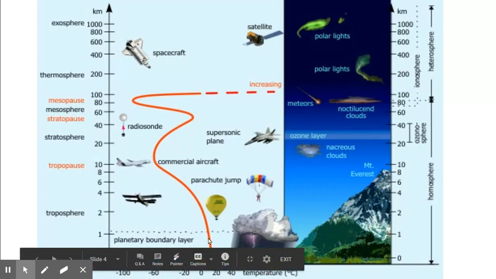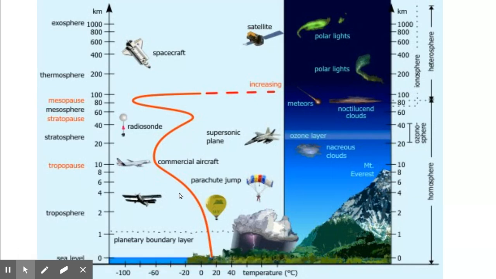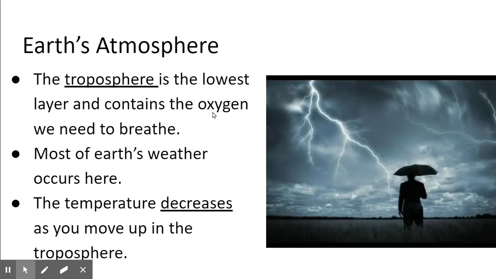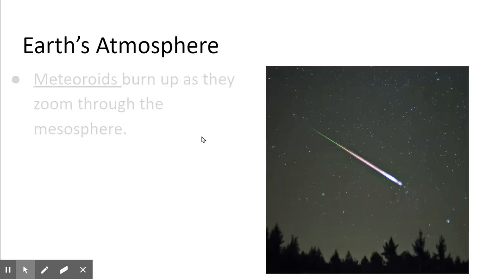This is temperature. As you go up in the troposphere, it goes down, then into the stratosphere it goes up, then into the mesosphere it goes back down, and then back up when we go into the thermosphere. That's a pictorial reference for you.